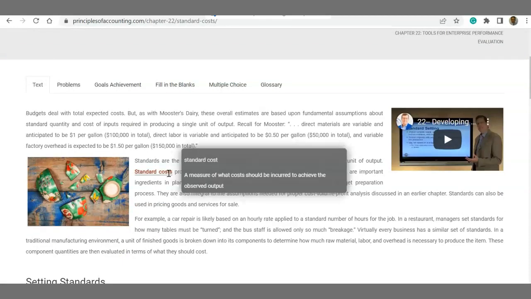So we have some standard cost. It's a measure of what costs should be incurred to achieve that observed output. So normally you have some kind of standard cost for your business operation. Let's say you know how much direct material you need, let's say $1. You know how much direct labor per unit you need to spend, let's say 50 cents. You know how much the overhead is per unit, let's say $1.50. Those are your standard costs.